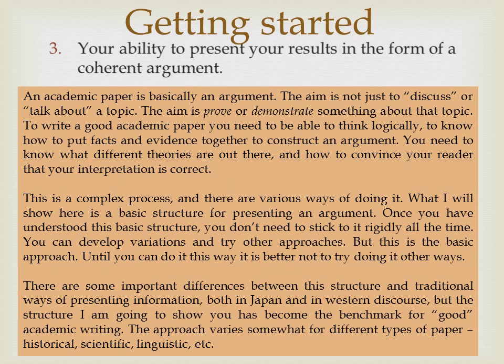All right, now, an academic paper is basically an argument. It's not discussing something, it's not talking about something, it's proving something, it's demonstrating something. All right, and to be able to write a good academic paper, you also have to be able to think logically. You know you have to know how to put those facts and different pieces of information together. You need to be able to construct a coherent argument. And so that's the third thing that an academic paper is testing. And yes, it is. It's a complicated thing.